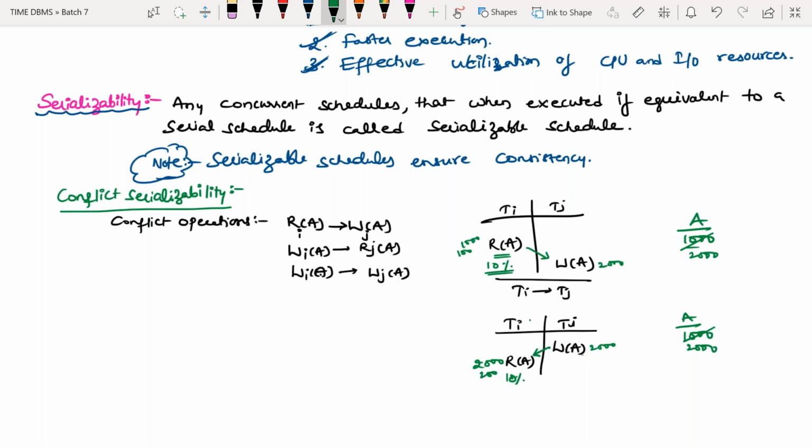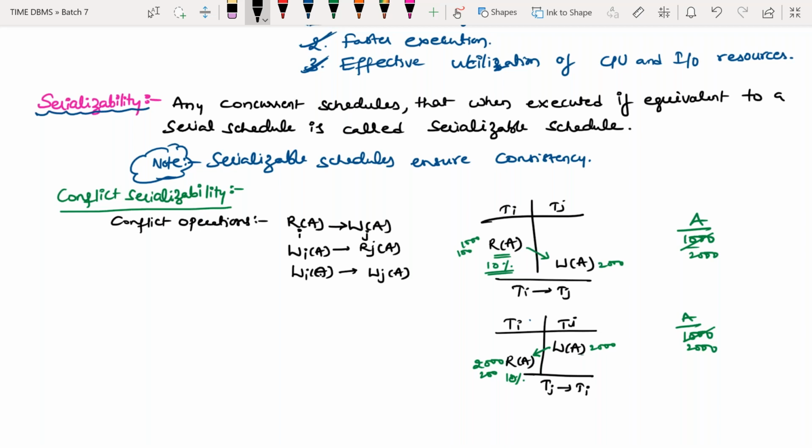It means if the read and write operations of transactions Ti and Tj execute in the order from Ti to Tj, you get one result. If they execute in the order from Tj to Ti, it gives a different result. Because different results are given, we call these conflict operations. Why? Because if you change the order of operation, you get different results, which means conflicting results. That's why we call them conflict operations.